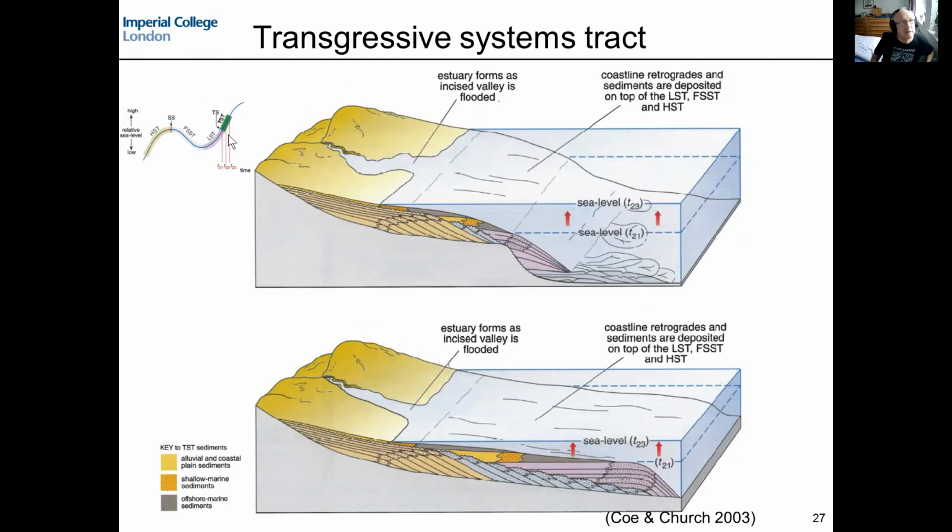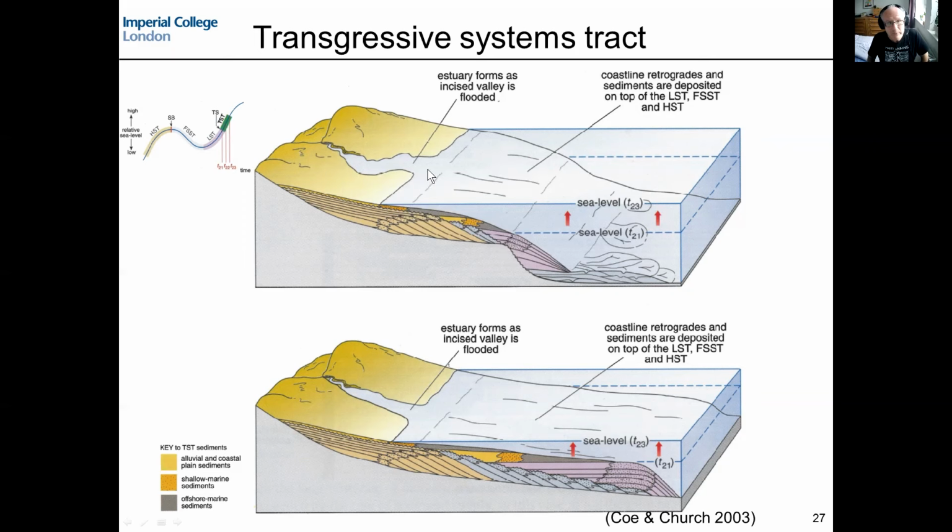Okay, so now we move further on. Sea level is rising and rising fast, and we're now thinking about the part of the sea level curve that corresponds to the transgressive systems tract. Because sea level is rising fastest, we're able to outpace sediment supply. And what that means is the shoreline is stepping from basinward to landward. So we have transgression.